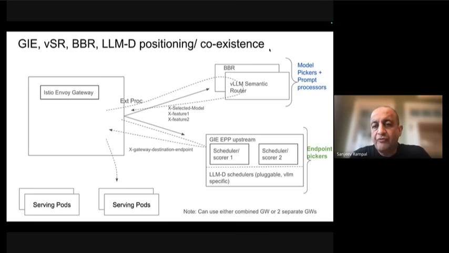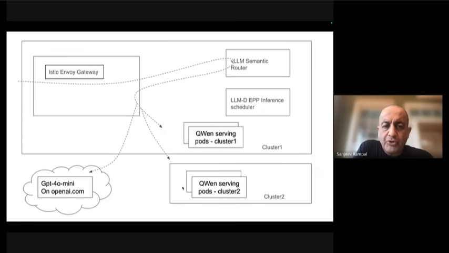So the purpose of the solution is to show that it is possible to have a combined solution where you're doing both the model-based optimizations, intelligent model picking and routing, as well as intelligent endpoint picking. We will also show that we can do this with backend LLMs being served from multiple locations. So you could have local LLMs being served from the same Kubernetes cluster as the gateway and routing functions.